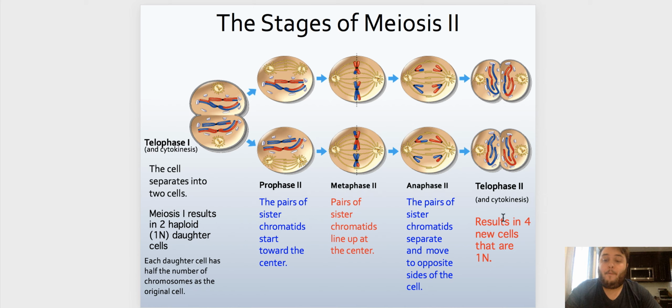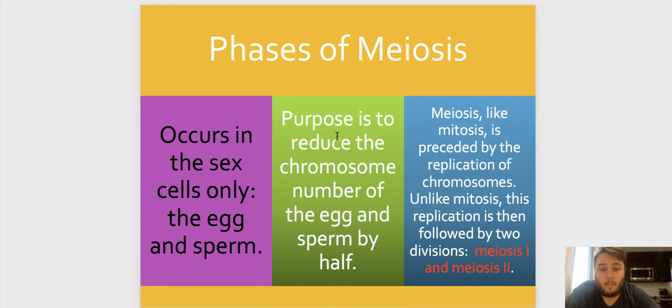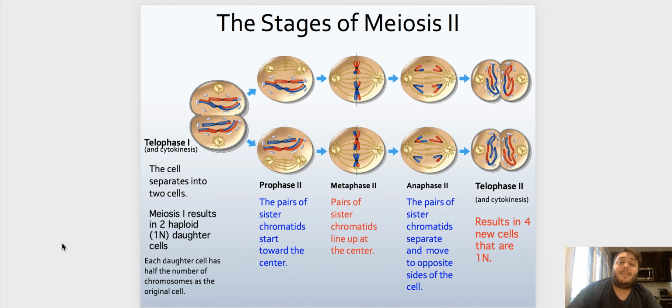And it results in 4 cells, 1, 2, 3, 4, that are all 1N. This is the key here. The only way that we get these cells to be haploid, right, which we talked about here as the entire purpose of meiosis is to reduce the chromosome number. The only way we do that is if we go through a second stage of meiosis to get them to be 1N. All right? So this is meiosis. That's it. It's really not that complicated.